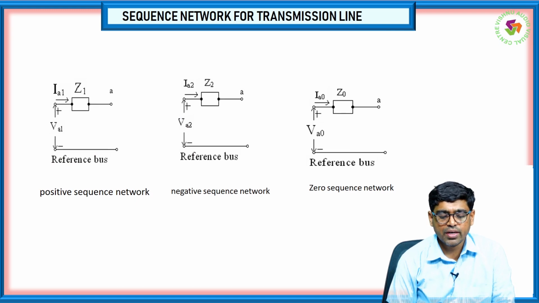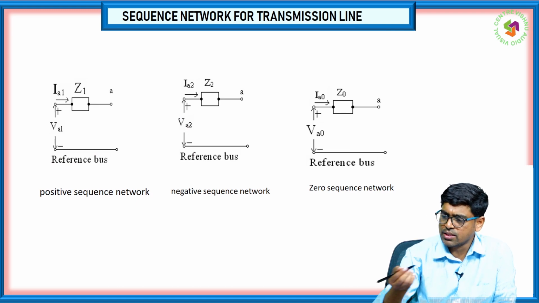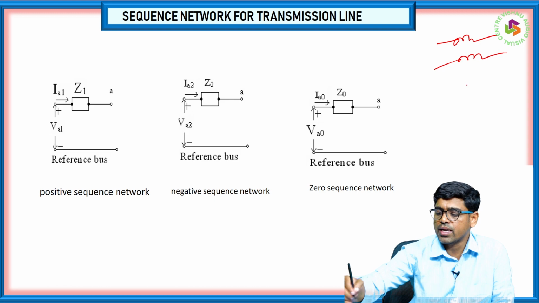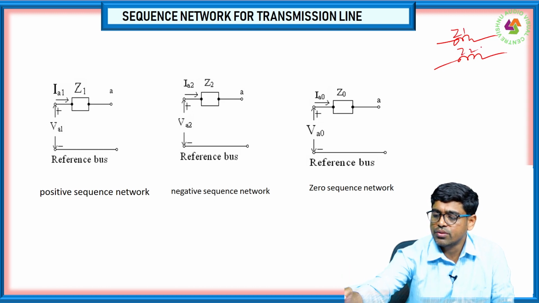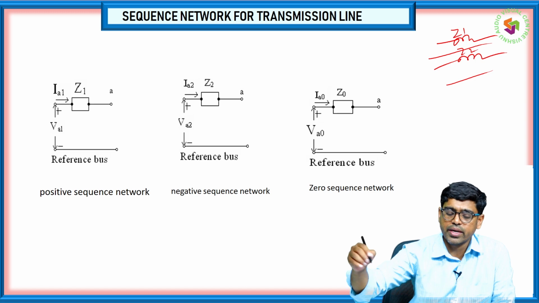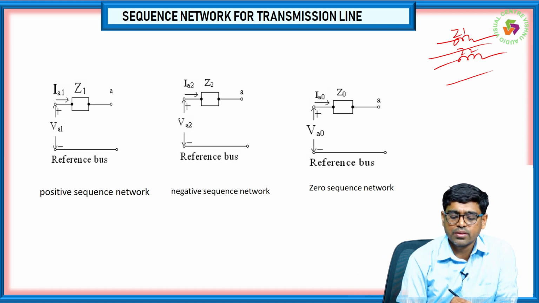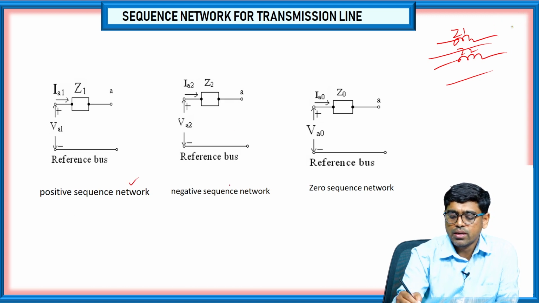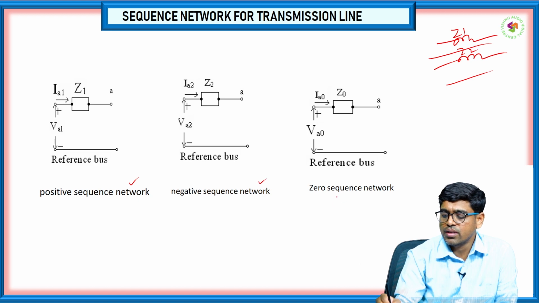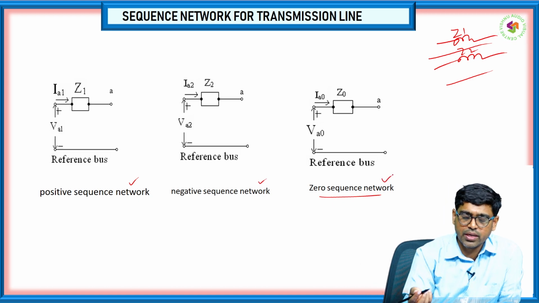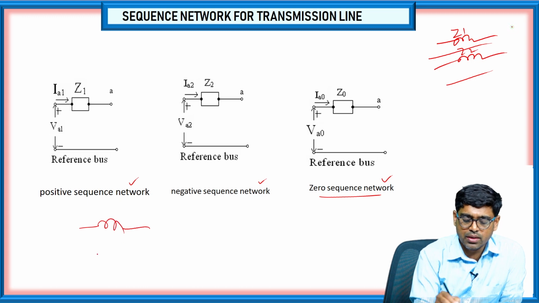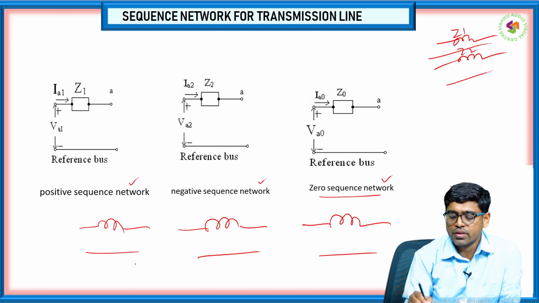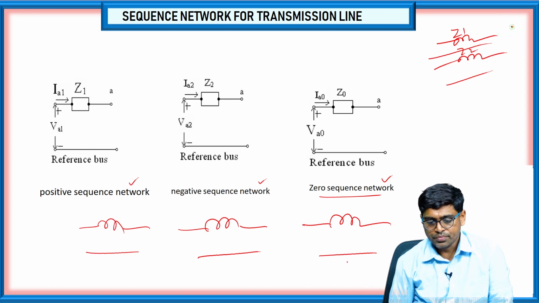Next, the sequence networks of transmission lines. For the transformer, I told you the positive sequence, the negative sequence, and the zero sequence based on the connections. Positive sequence Z1 and Z2 will be the same, only reactance will be there. In the case of transmission lines, we can see the reference bus and Z1 in the positive sequence network. The negative sequence network and the zero sequence network are also similar. For a transmission line, we just represent it like this. The positive, negative, and zero sequence networks will all be the same.